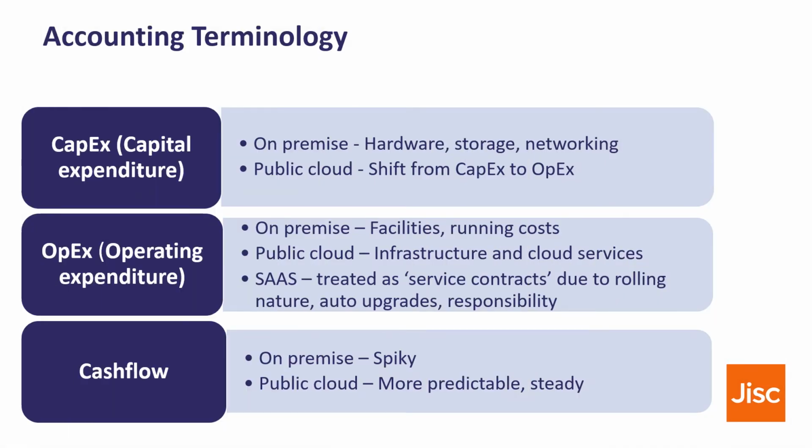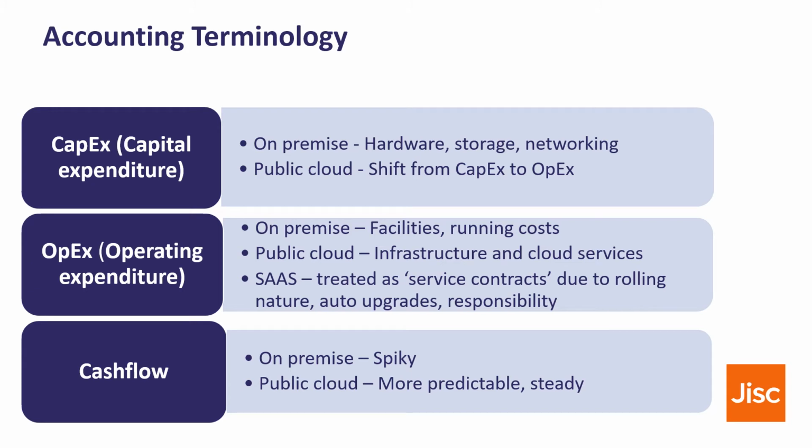So some accounting terminology. CapEx, this is capital expenditure. So when on-premise, this would be lots of things in your data center, the hardware, the storage, the networking. These are expensive items that you expect to have a life of over a year, usually 5 years. And so it goes to the balance sheet as CapEx, it comes back in as depreciation. In public cloud, there's a shift from CapEx to OpEx. So there really isn't any CapEx.